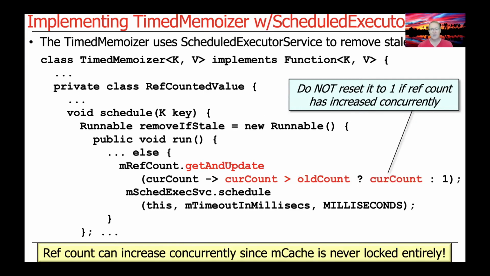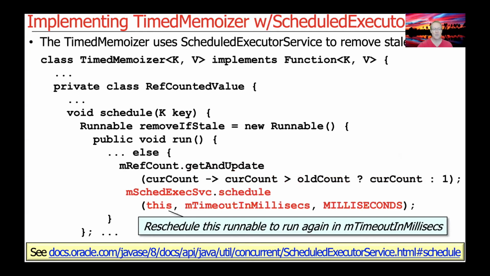And basically the idea here is that ref count can increase concurrently by some other thread for the same key, since the concurrent hash map is never locked entirely. And that's both the beauty of the concurrent hash map as well as the complexity of the concurrent hash map. So we're just trying to make sure we give the right value for the ref count after these different stages.